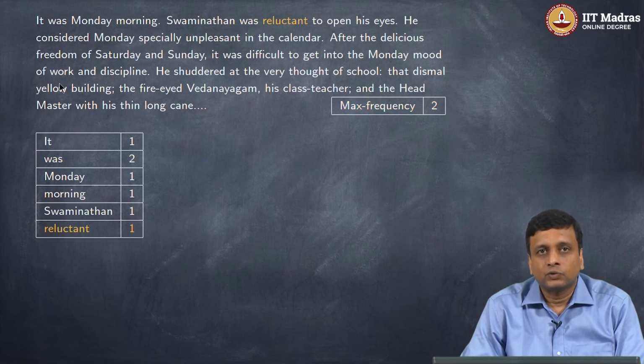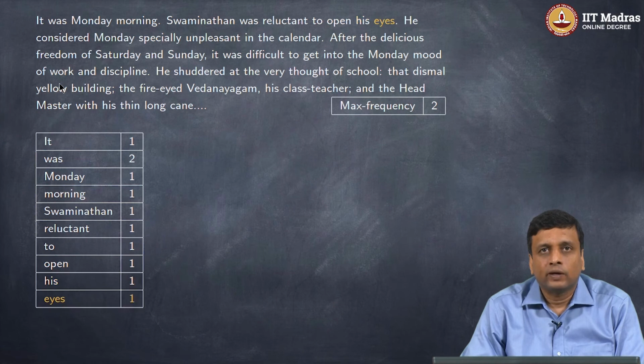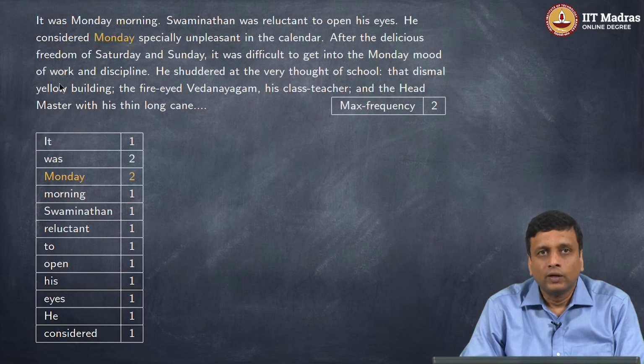So, reluctant is 0 to 1, 2 is 1, open is 1, his is 1, eyes is 1, he is 1, considered is 1, Monday goes from 1 to 2, but since we already have a word of maximum frequency 2, we do not have to update the maximum frequency, we just leave it as 2.